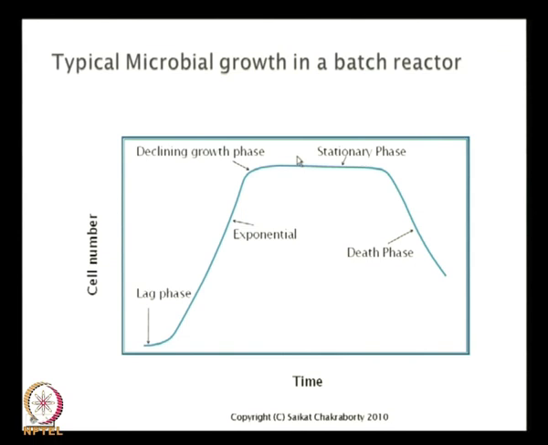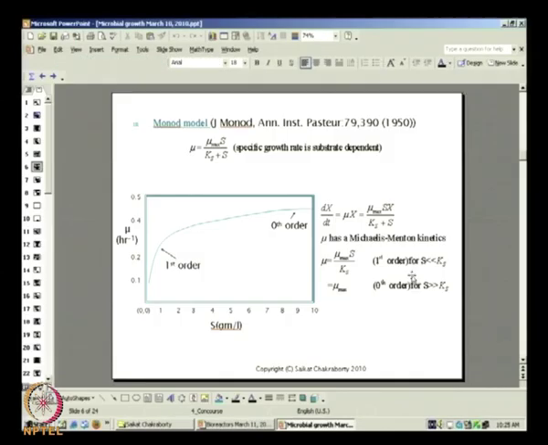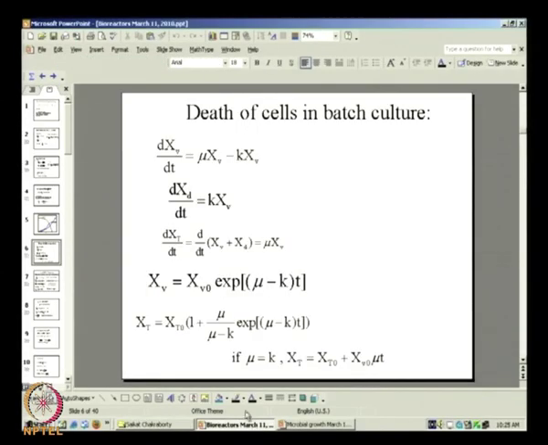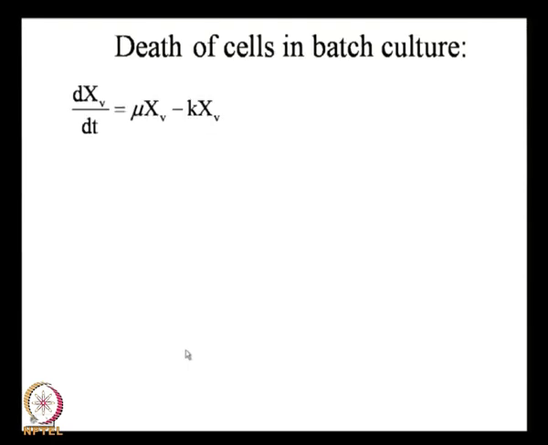The stationary phase was when the growth of cells equals the death of cells, and the death phase is one when growth completely stops and it's only death of cells. Fine. So this is exactly what we are trying to model over here: the stationary phase and the death phase. So dx/dt equals mu x minus k x.